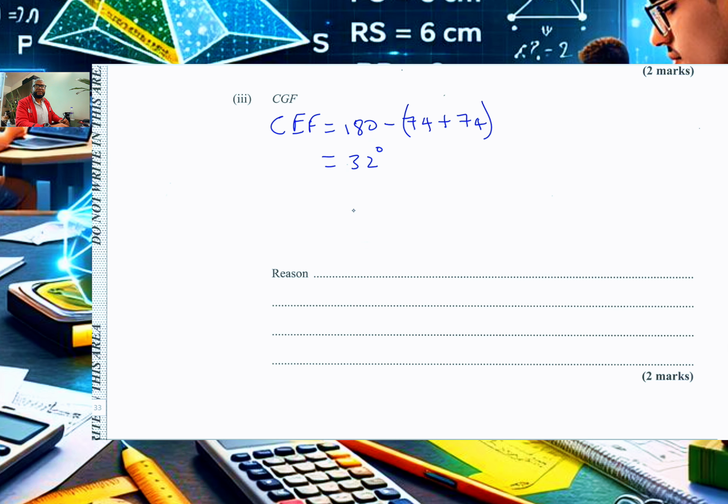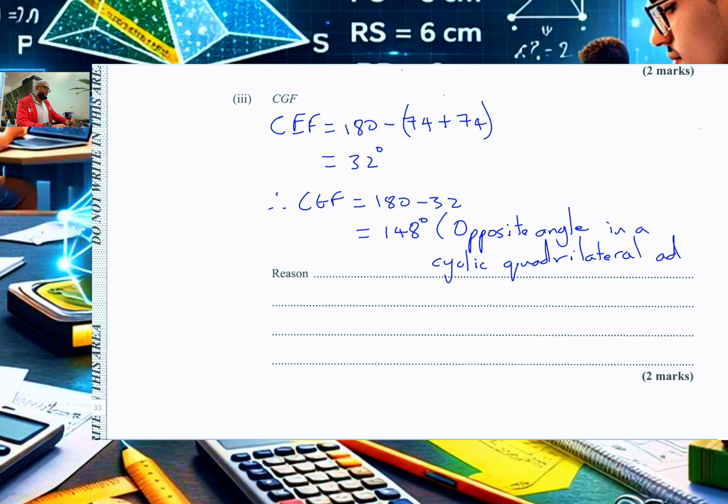If it's 32 degrees, CGF would be equal to 180 minus 32, which will give me what? 148. And the reason for this one here would be opposite angles in a cyclic quadrilateral add up to 180 degrees, right? So I just want to show you all a visual on this now, right?